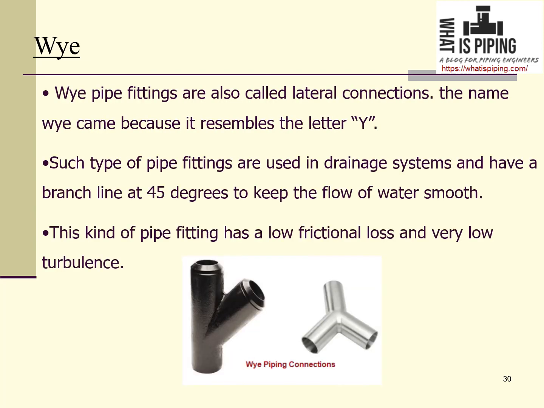The Y connection. Y pipe fittings are also called lateral connections, and the name Y came because it resembles the letter Y. Such type of pipe fittings are used in drainage systems and have a branch line at 45 degrees to keep the flow of water smooth. This kind of pipe fitting has low frictional loss and very low turbulence. These are typical examples of a Y connection.